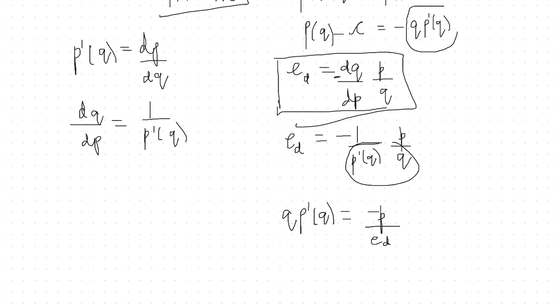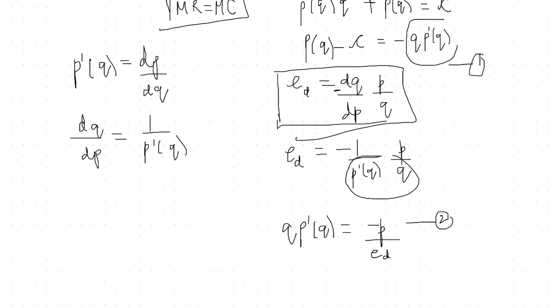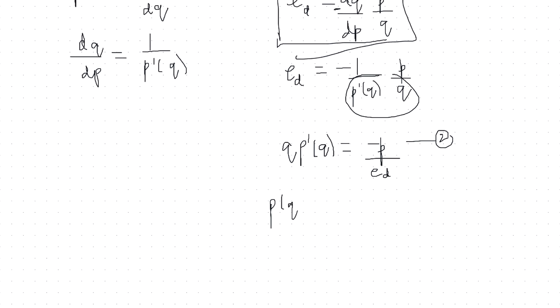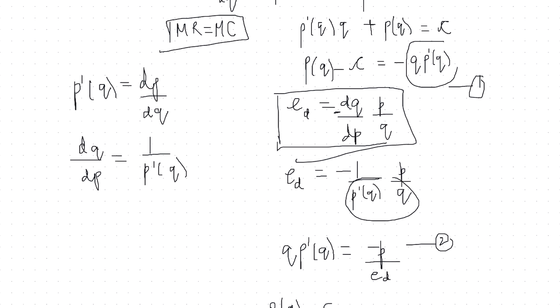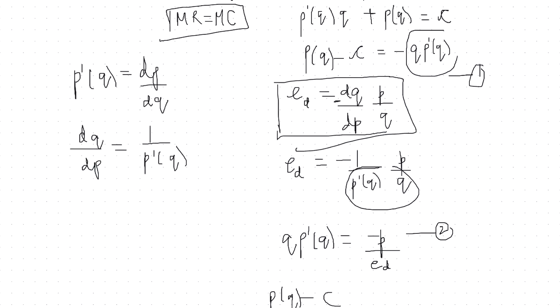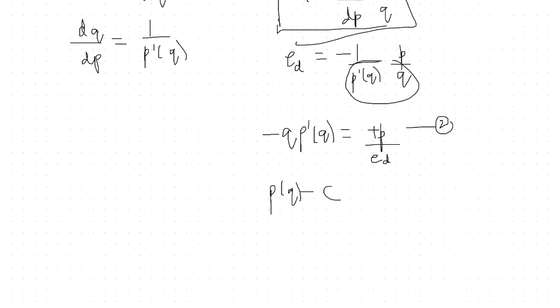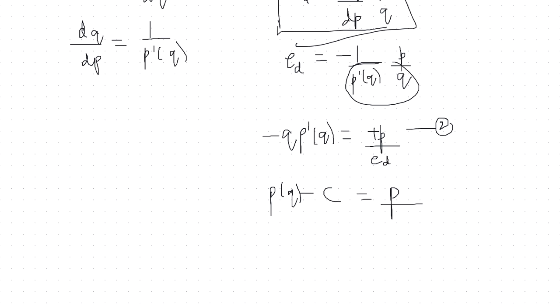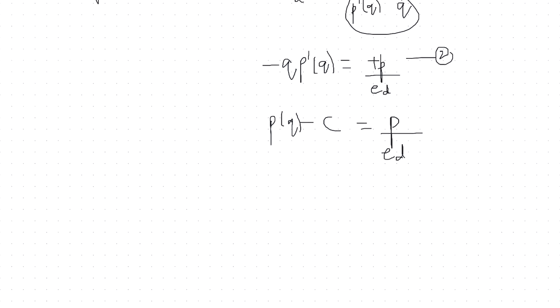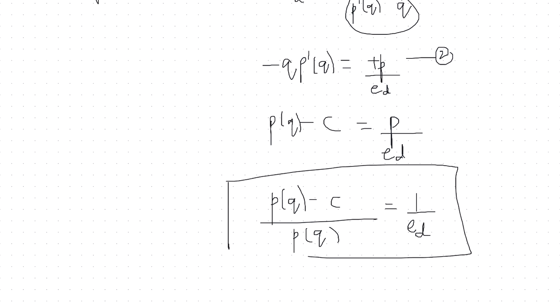So now I am going to put this second equation in the first equation. P(Q) minus c is as it is, and the right side is nothing but P upon ED. I've just substituted things. Now let me move this P to the denominator: P(Q) minus c upon P. This P is a function of Q. Now this is equal to 1 upon ED, the elasticity. This index that you get here is nothing but your Lerner's index of monopoly power.